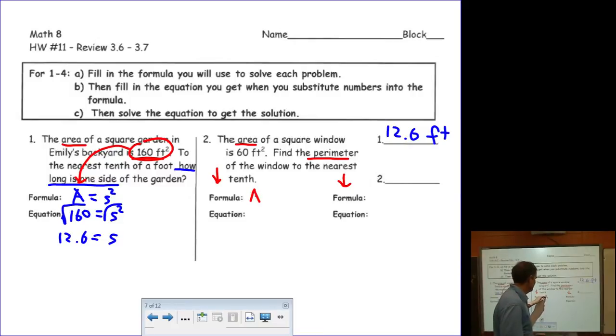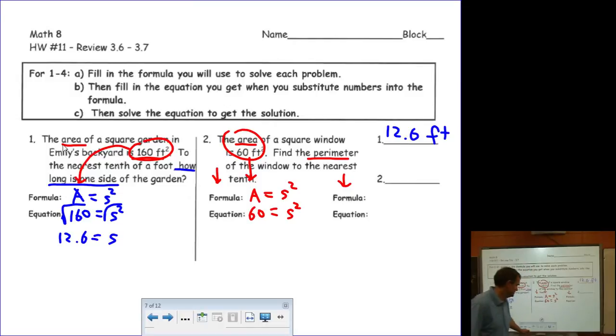So the formula first would be area equals side length squared. And then I would substitute the area in place of the A and say 60 equals side length squared. Then I can take the square root of both sides and find that the side length is approximately 7.7.